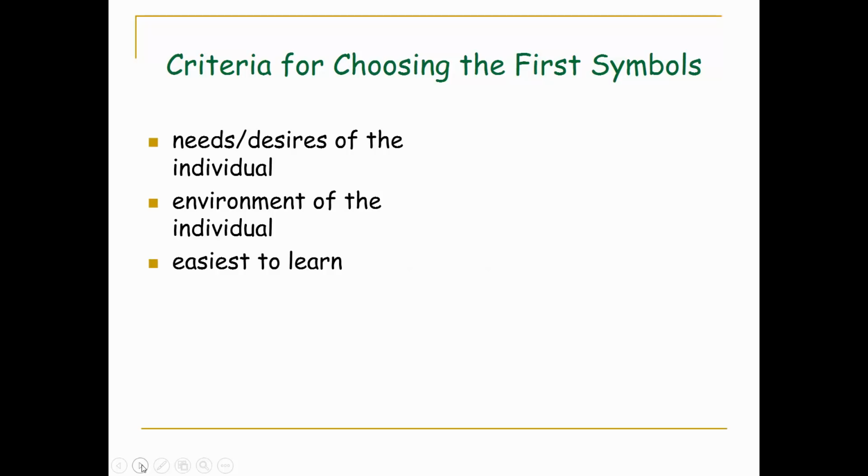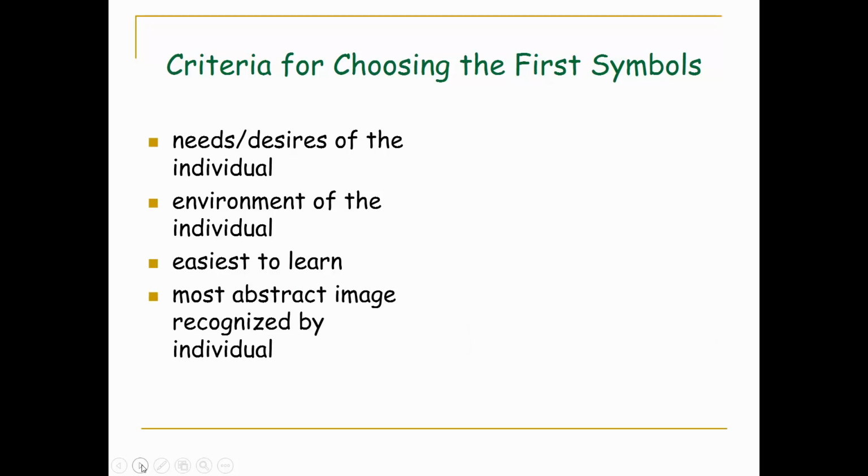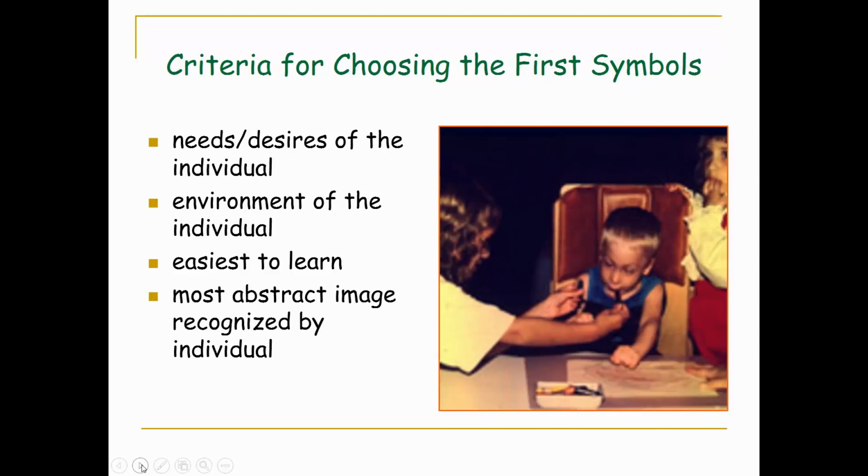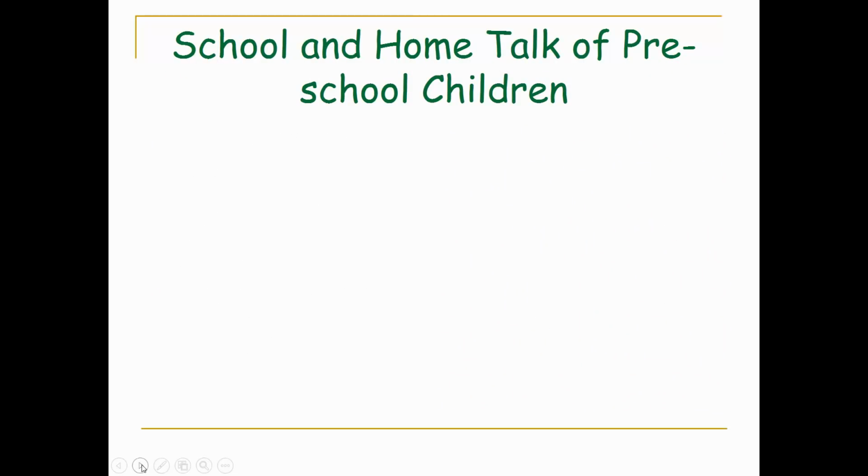You want to think about teaching them the things that are the easiest things to learn, and then you can up the ante later and choose the most abstract image that's recognized by the individual, and then move your way to more abstract as the person's learning.